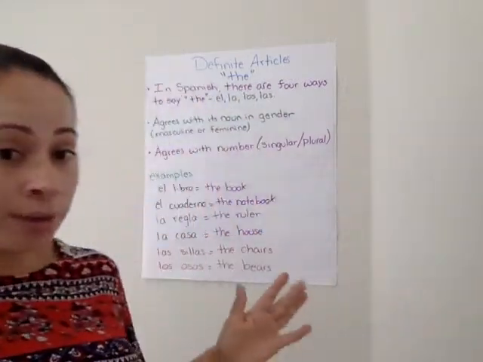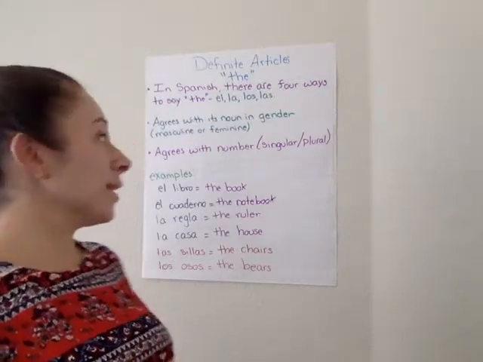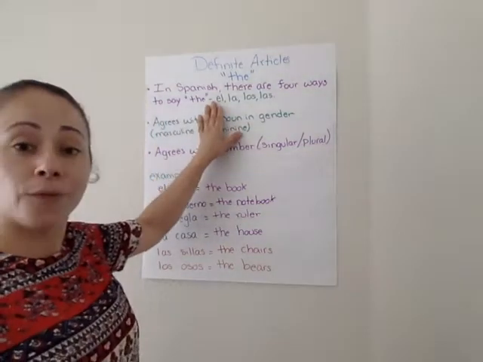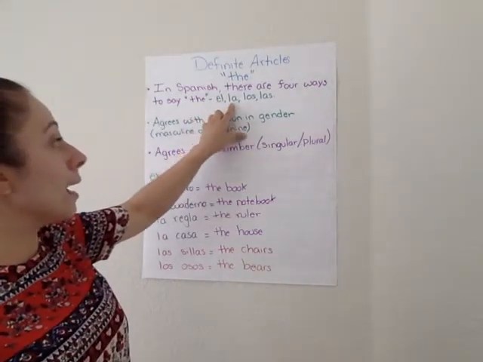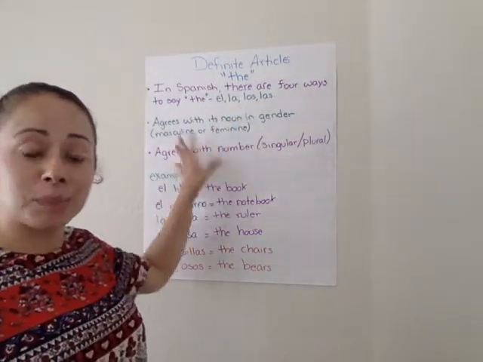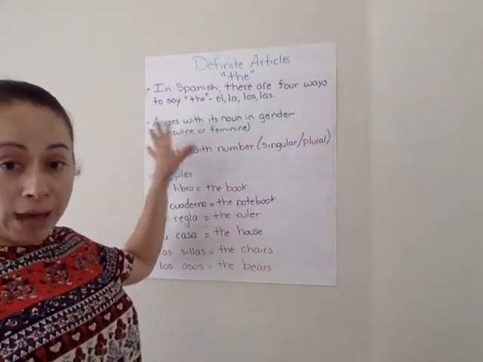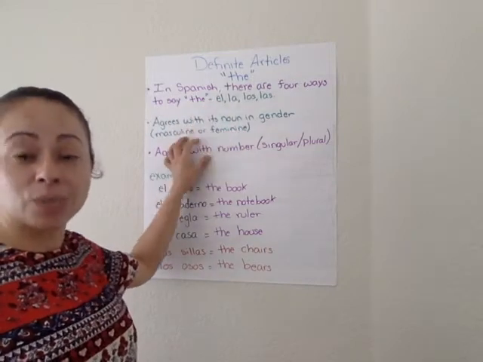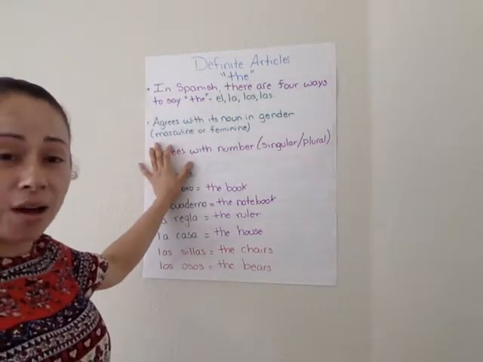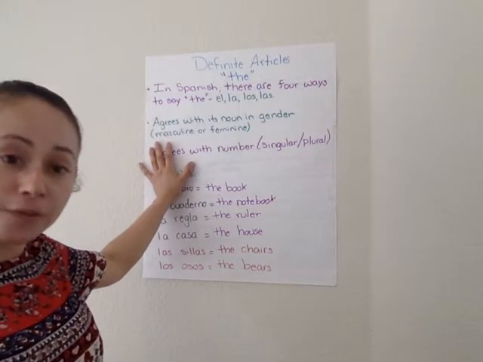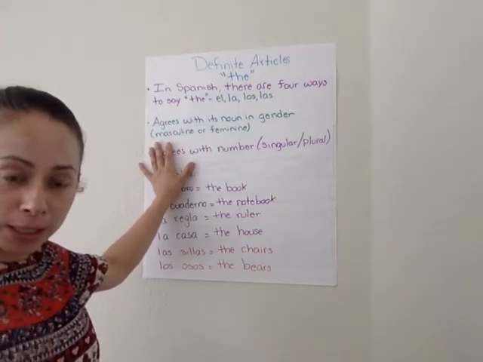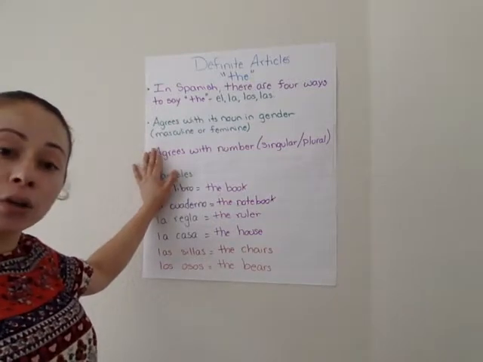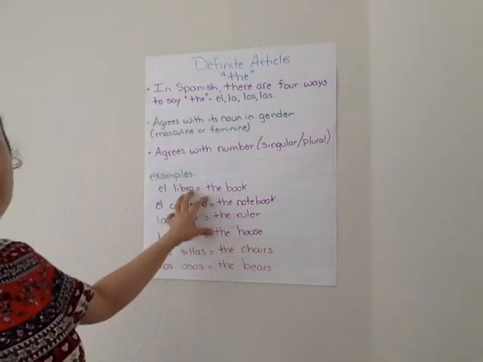Now, in Español, the breaks down into four different ways. And the reason why we have four, el, la, los, and las, is because the article agrees with its noun based on gender. So if it's masculine or feminine, and I will explain a little bit more in a couple minutes. It also agrees with the number, whether it's singular or plural. And what do I mean by that?